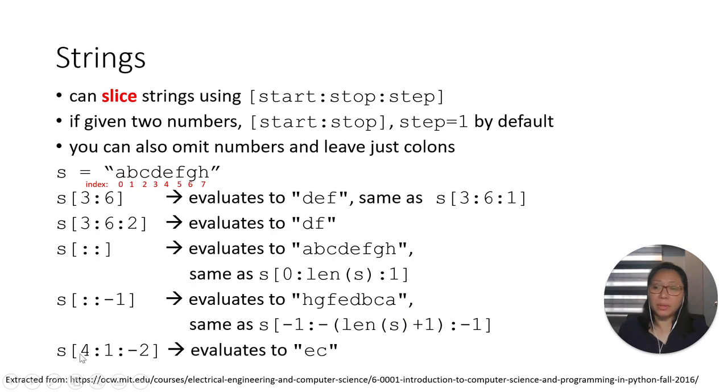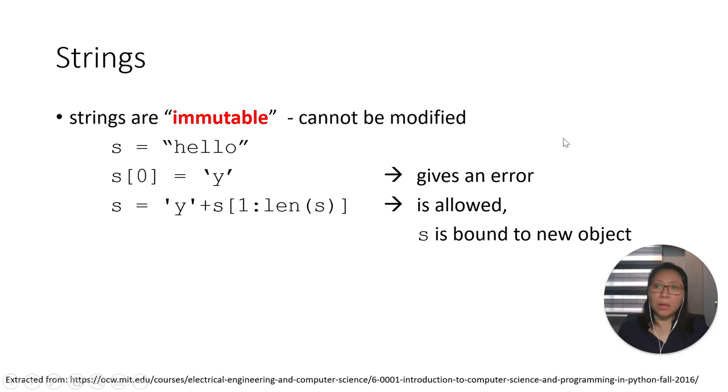And the last example, we start at 4 and end with 1, and the step is -2. This evaluates to EC. So this one is string slicing. Although we can use string slicing to get the substring values of a string, we have to remember that in Python, strings are immutable.